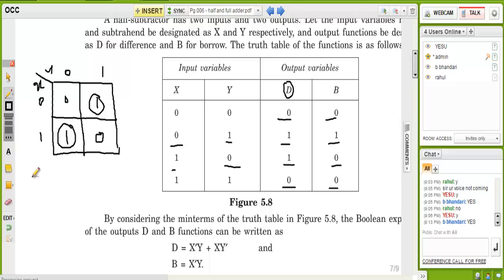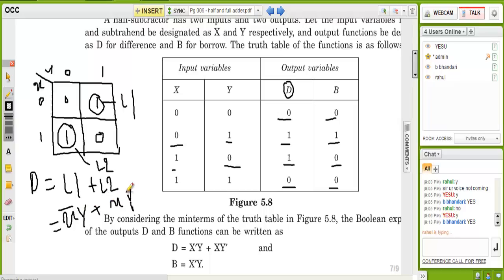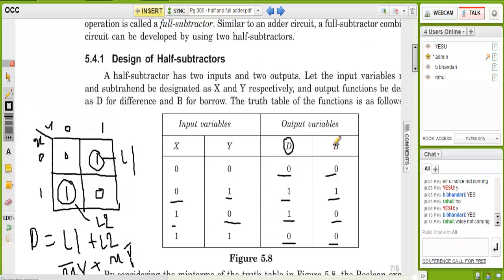So now we get D is equal to what? D is equal to, for this loop we go for loop 1 and loop 2. That will be L1 plus L2, and loop 1 is equal to x bar y plus x y bar. See, it is written here: x bar y and x y bar. And in the same way we can get the relation of borrow with the input of x y.